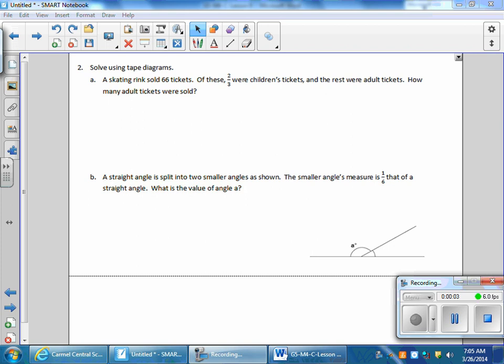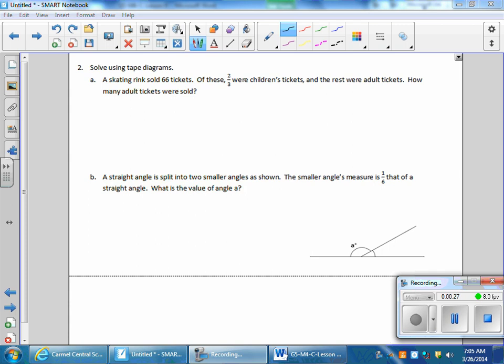Lesson 7 homework, Module 4, Question 2, solve using tape diagrams. Okay, word problem. Read, draw, and write. A. A skating rink sold 66 tickets. Of these, 2/3 were children's tickets, and the rest were adult tickets. How many adult tickets were sold?